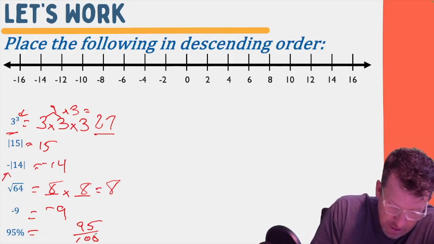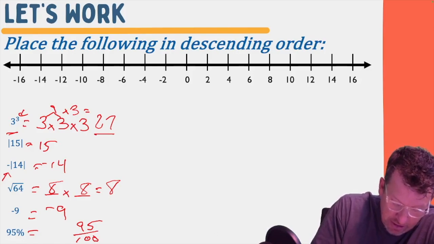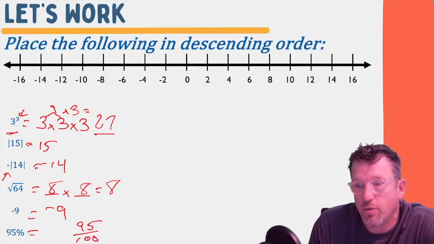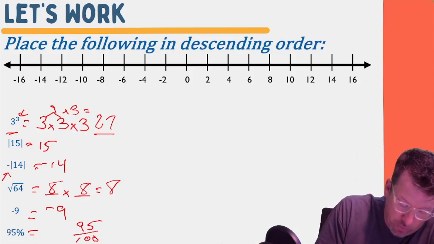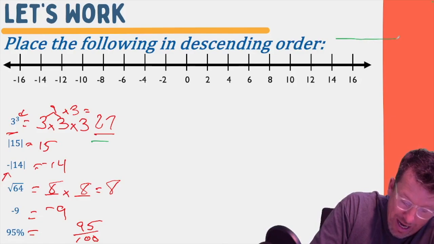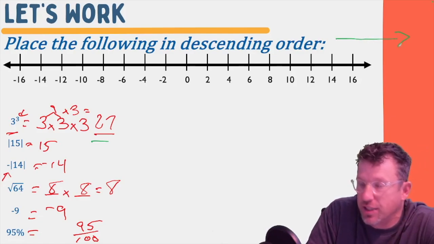All right, so now let's put those on the number line, because it just makes our life a little easier when we're trying to put them in order if we see them on a number line. So let's start with the first one. Where would 27 go? 27 would go way out here, because my number line only goes to 16.